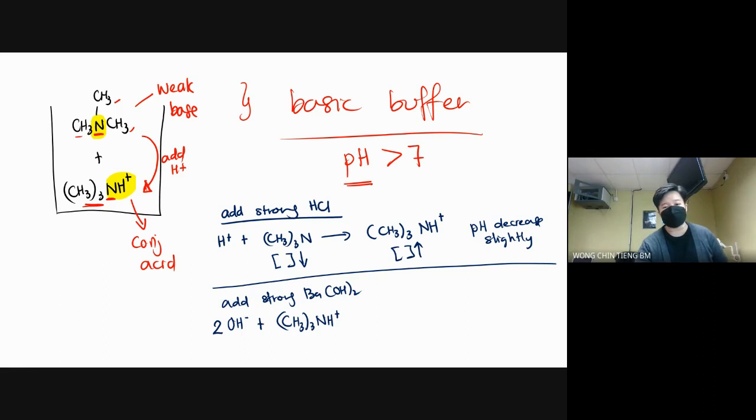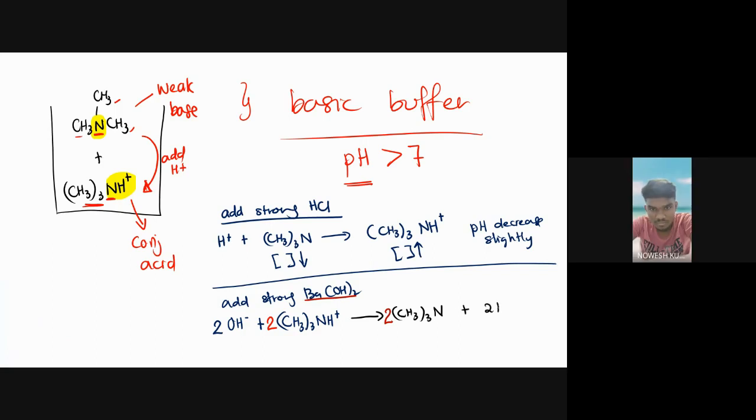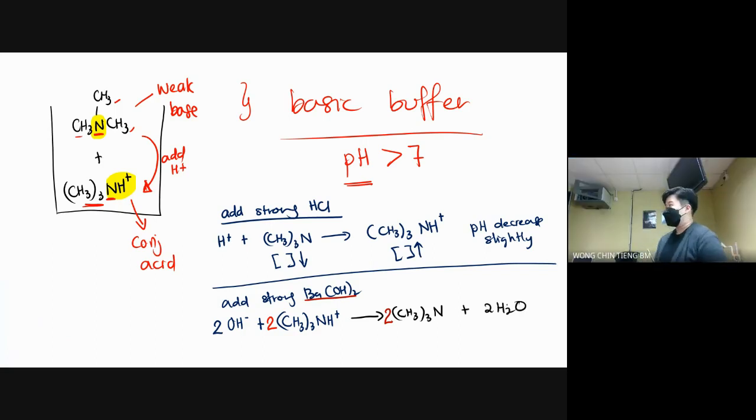Sebab saya kena ada 2 H plus. Betul? Dan dia akan react dan hasilkan CH3 N. Betul? Berapa biji? 2. Kita akan hasilkan 2 biji sebab kita guna 2. My base is a OH2. Okay? And then, siapa lagi produk kamu? Water. Berapa biji? 2. See the difference? Nampak?